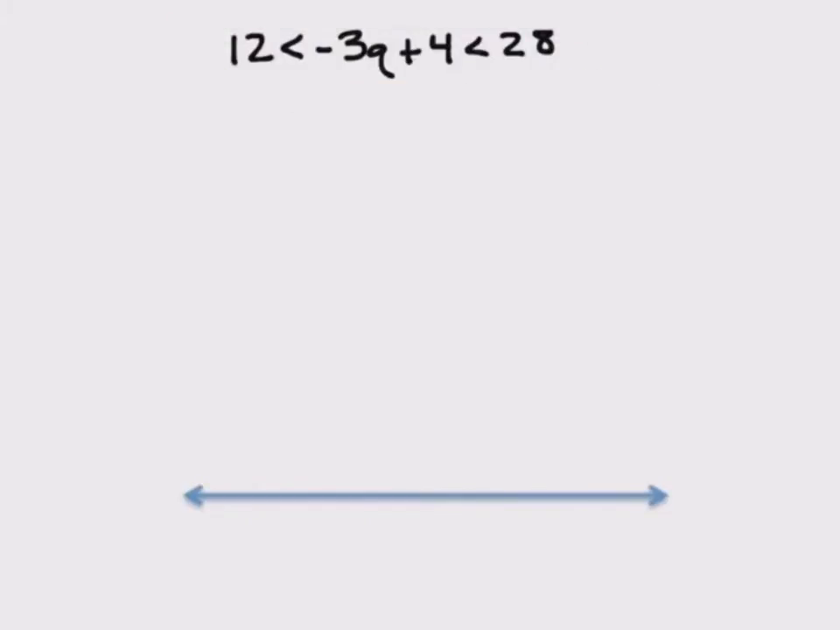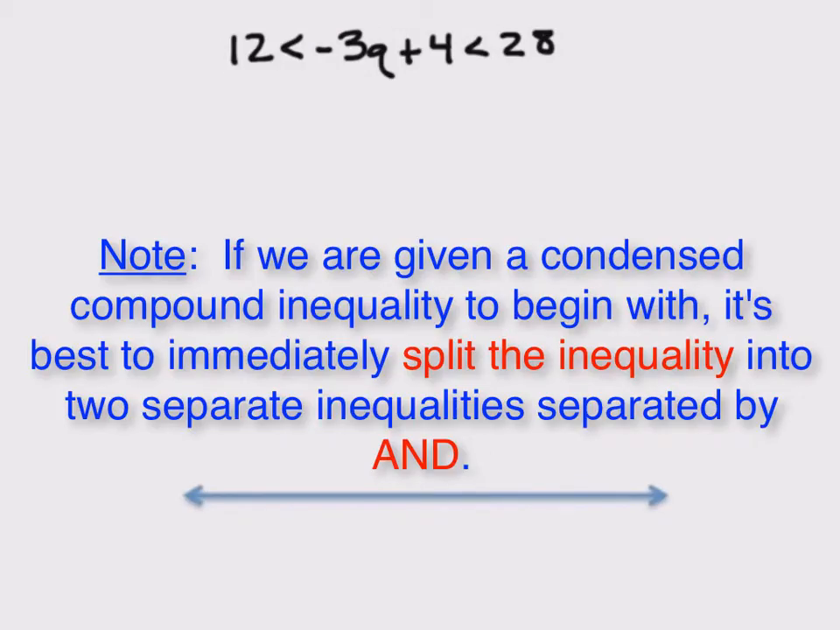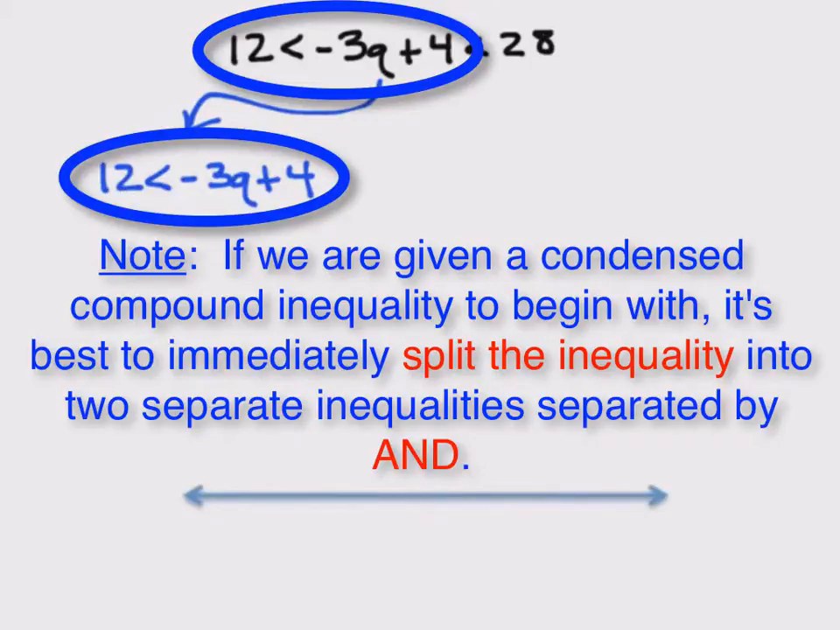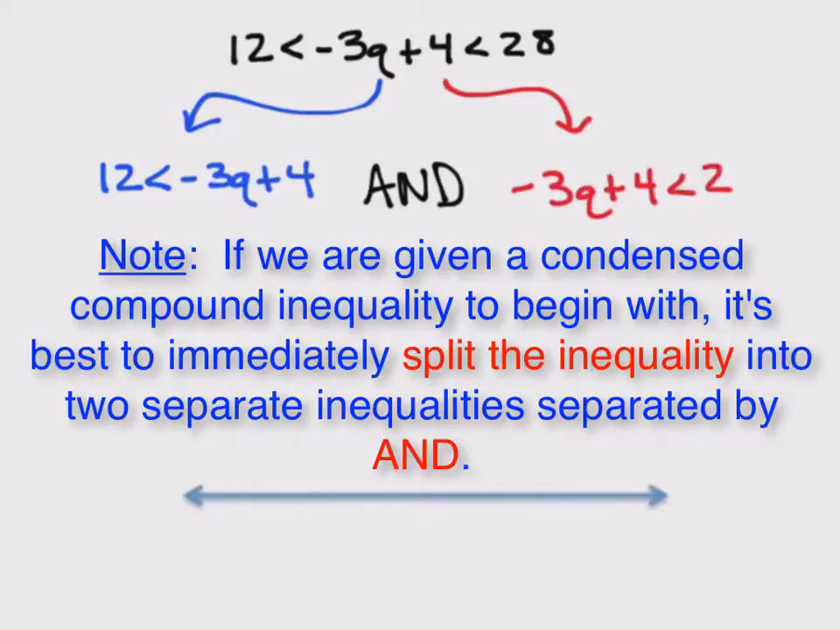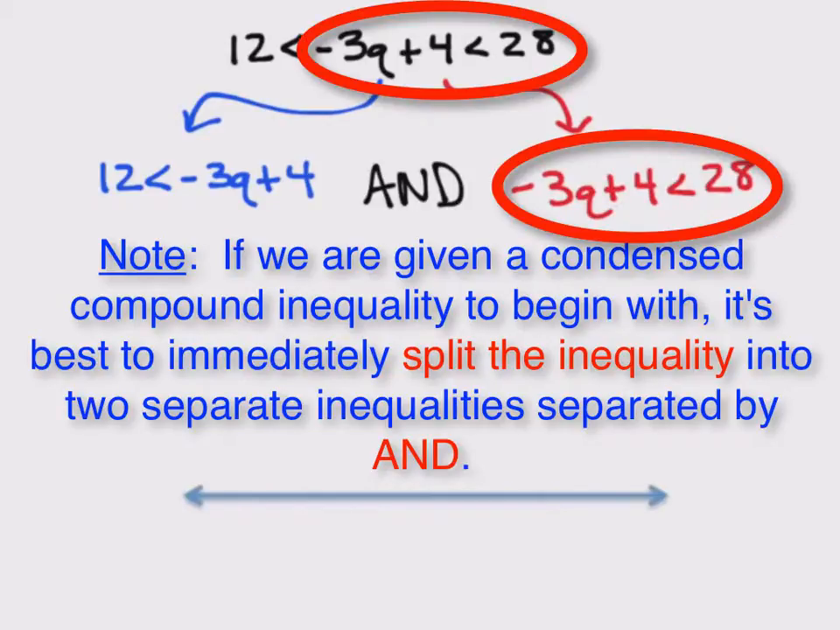And whenever we are presented with this kind of condensed inequality, the best course of action is to split the inequality into two separate statements separated by AND. In this case, we're looking for values of Q such that 12 is less than negative 3Q plus 4 and negative 3Q plus 4 is less than 28.